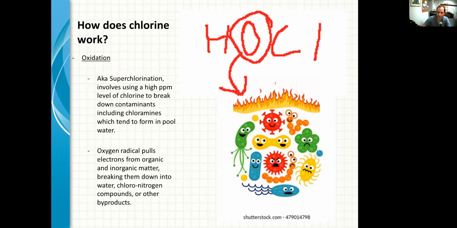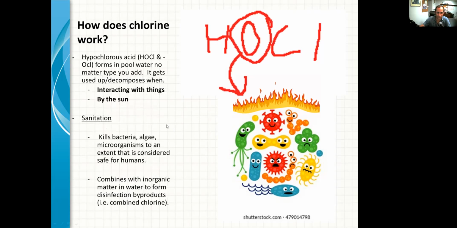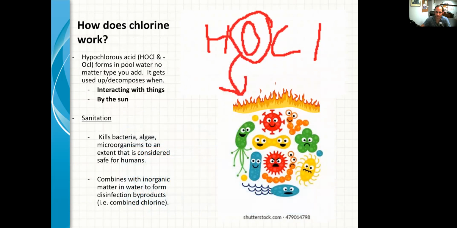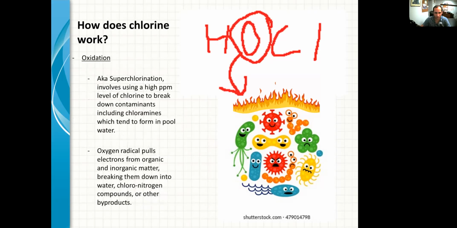The way chlorine actually works is that the oxygen part of the HOCl pulls electrons from different organic or inorganic matter. By pulling these electrons off, it breaks the compounds apart, and then whatever's left either gets off-gassed, broken down into ions, or, if it's precipitated into particles, gets picked up by the filtration system and backwashed out.